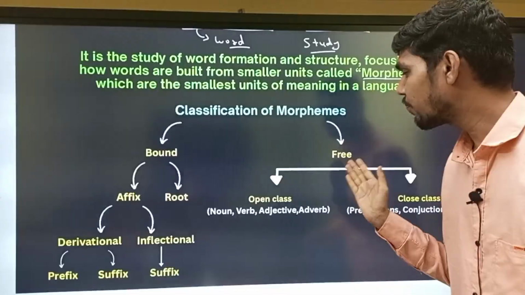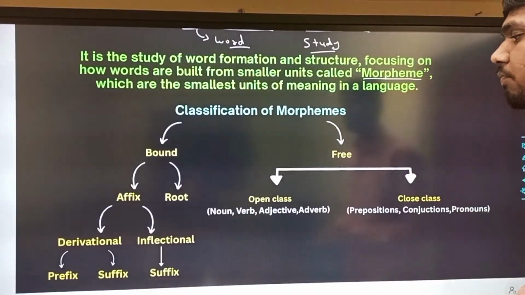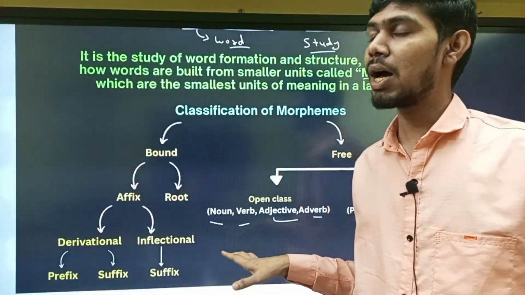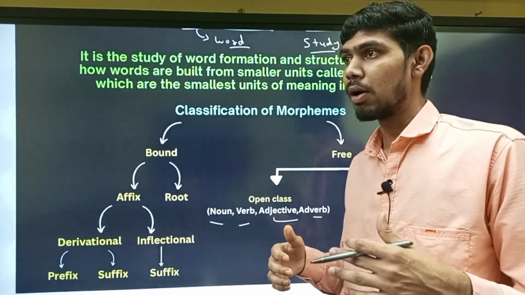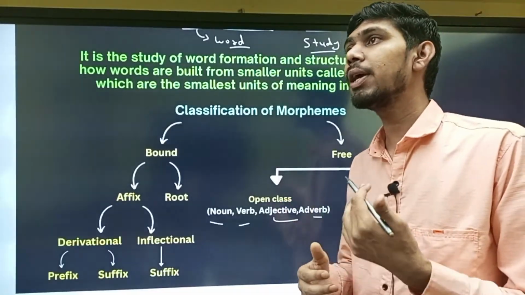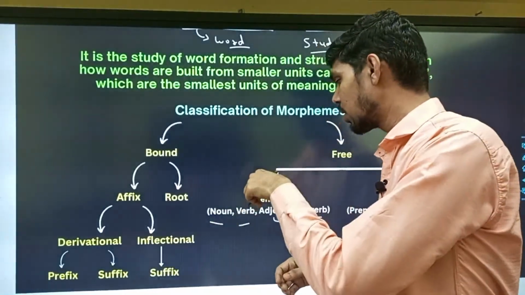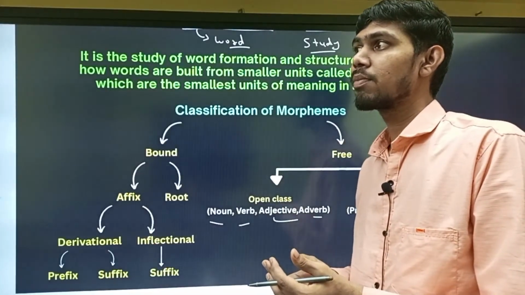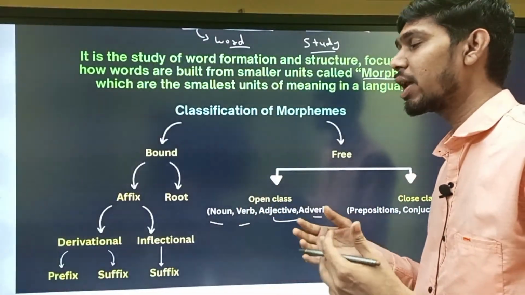When we talk about the free morpheme, we can see the open class morpheme and the closed class morpheme. What do we mean by open class morpheme? Here are nouns, verbs, adjectives and adverbs. We can add new words because of language evolution. As the language continuously evolves with the passing of time, we get new words and add them into this class. That's why it is called the open class. It accepts new words as time passes and the language evolves.